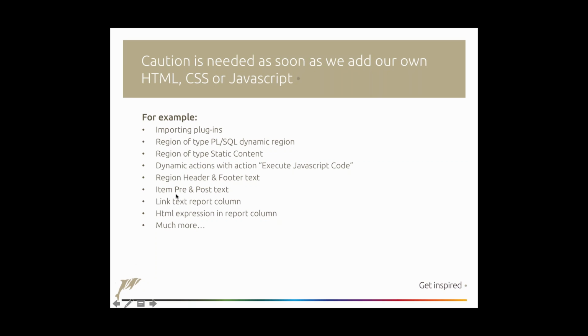Region header and footer text, item pre and post text, link text, and HTML expression report columns are places in Apex where, if you are going to work on those specific items, there is a good chance you are going to put in your own HTML. I'll show you an example soon. And also there has to be some caution that you make your HTML accessible.